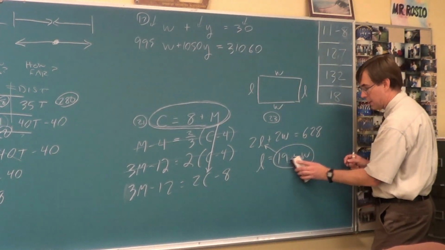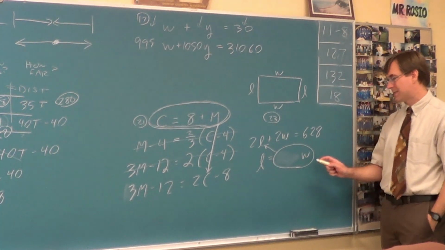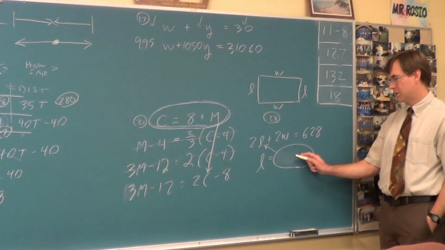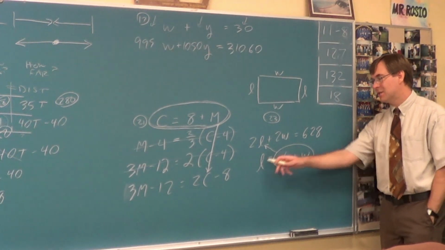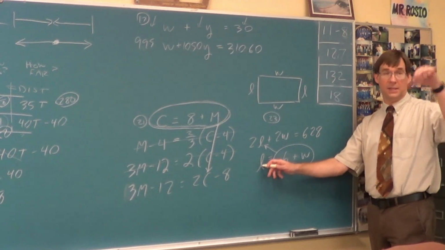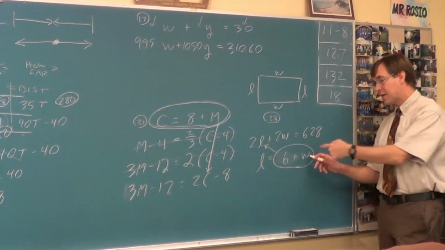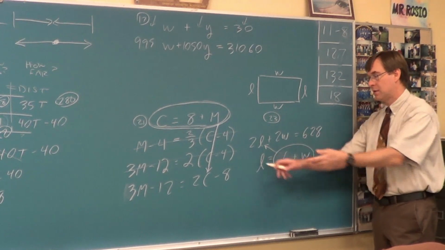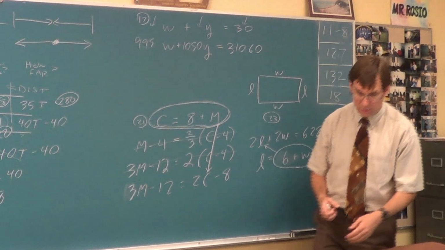So let me retread that. If the length exceeds the width by 6, what's this? We're going to add 6. If the length exceeds the width, that means that the length is bigger or smaller? Length is bigger. So take the little one and add to make the bigger one. Length is bigger by 6 than the width. Thank you, that would be helpful.